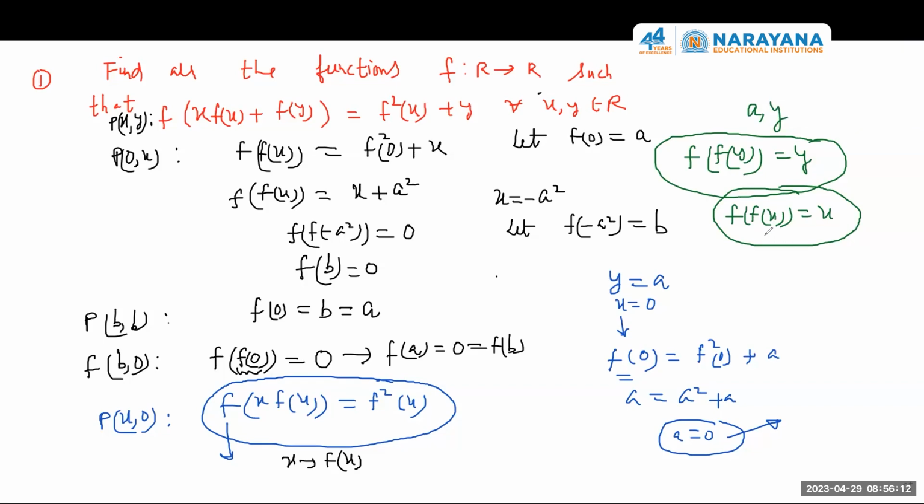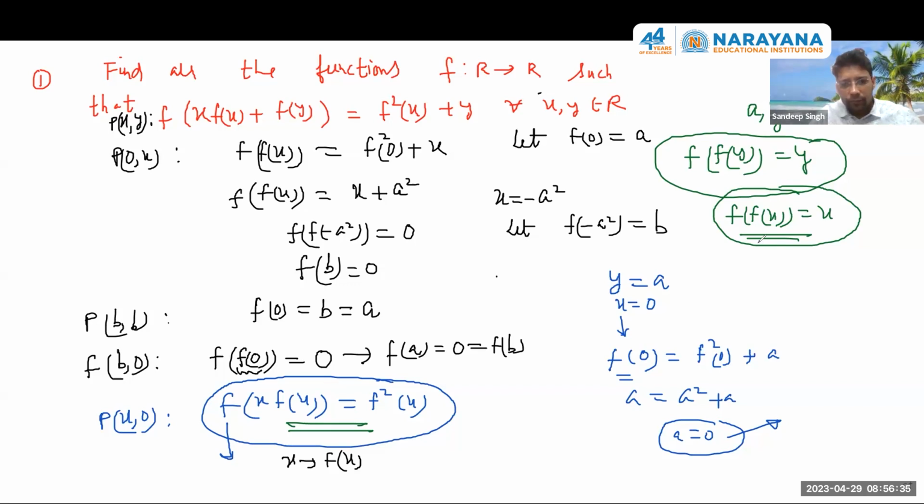Okay, sir. So from here, what should we do next? f of x whole square. This you have obtained as f of f of x equal to x. And one more relation is down here: f of x into f of x is f square x. What else can we do? Sir, f of x into f of x equal to x into f of x.